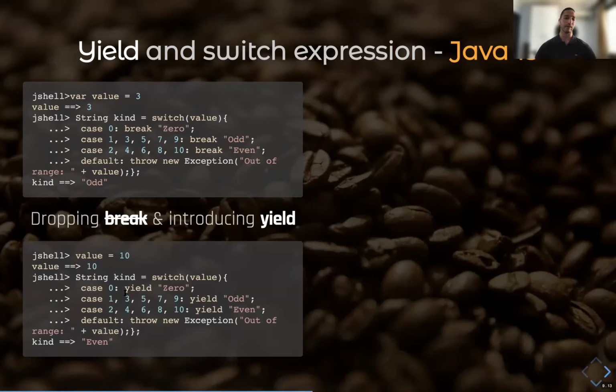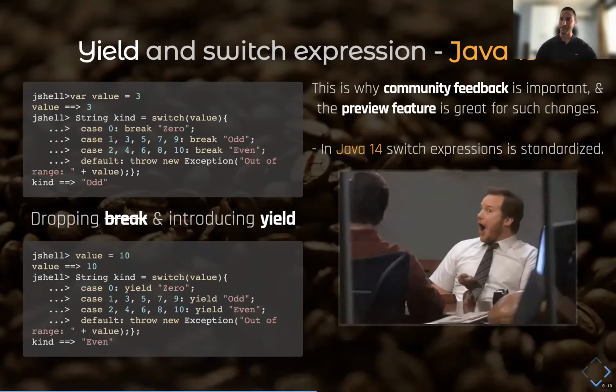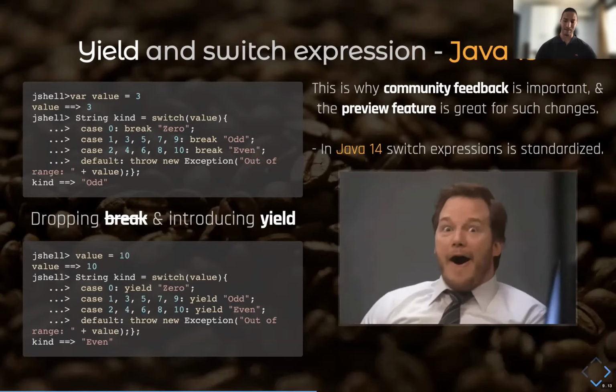And we switched it with yield. So it makes more sense, and it's also more readable. Okay, case 0, yield 0, generate some values. It's not breaking, like breaking what? Breaking the glass. And when we have this, no more complaints. As I told you, this is why community feedback is very important, and the preview feature is great for such changes. So in Java 14, switch expressions is standardized. So you have it at your playground. So super nice, right? I love that.